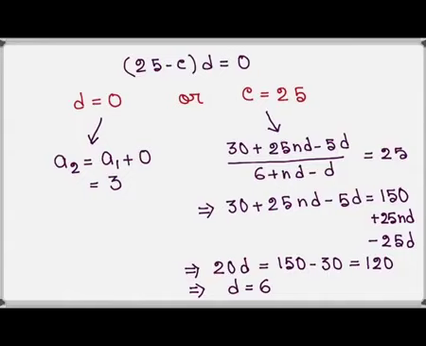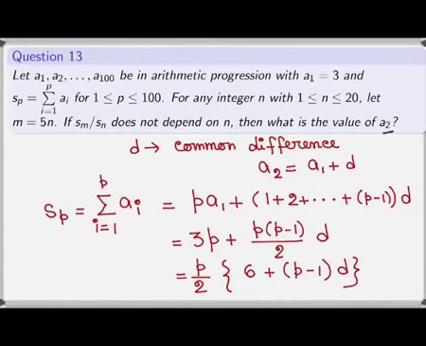So in this case we get A2 is equal to A1 plus 6. So A2 is equal to 9. Hence A2 has two possible values, namely 3 and 9. This solves our question number 13.